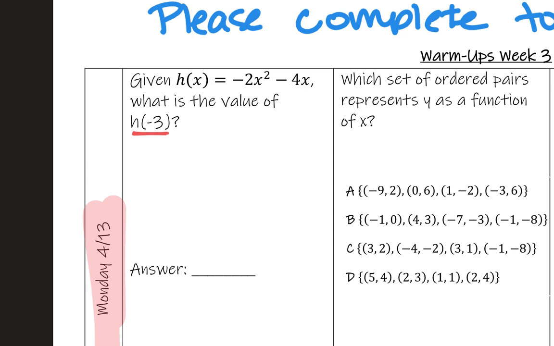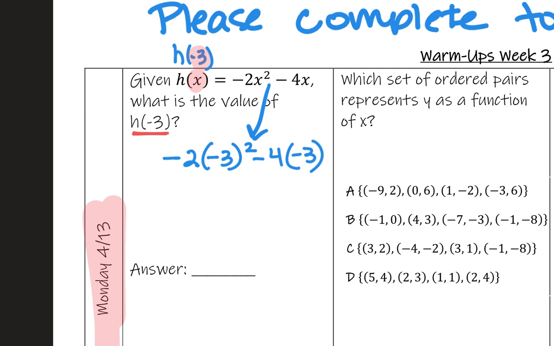Which part, Robert? What do you think? H of x. Yeah, he said the h of x. So right here, look, h of negative 3. All that's telling you is that your x is negative 3. That's all it's saying. So when it's asking you what is the value of h of negative 3, you're just plugging this in. So all you're going to do here is take that negative 2, parentheses, negative 3, squared, minus 4 times negative 3.